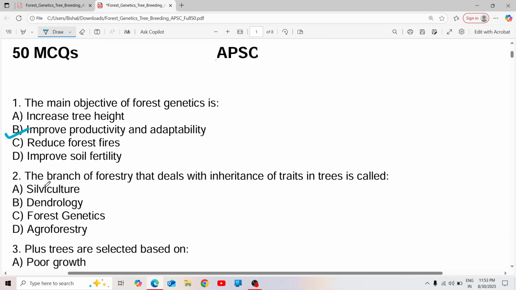Question number 2. The branch of forestry that deals with inheritance of traits in trees is called option A, silviculture, dendrology, forest genetics, and agroforestry. So the branch of forestry that deals with inheritance of traits is forest genetics. Option C is correct.